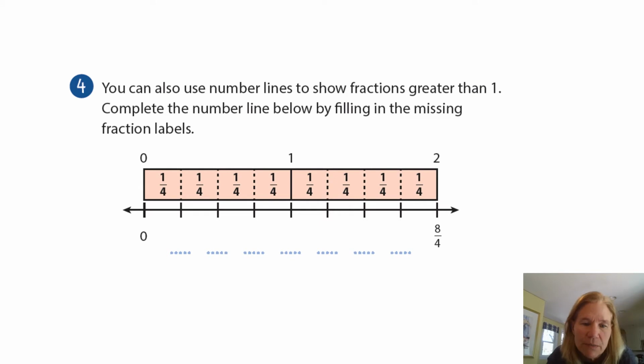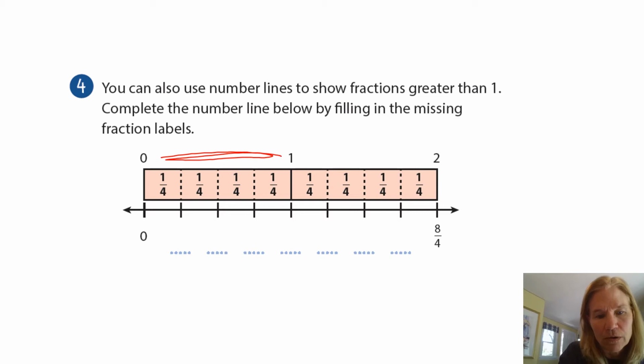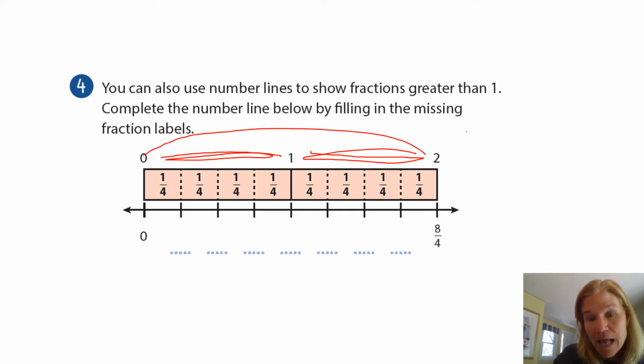You can also use number lines to show fractions greater than 1. So complete the number line below by filling in the missing fraction labels. First of all, let's think about this. How many wholes do we see on this number line? Giving you a second. Hopefully you're looking and you are seeing one whole going from 0 to 1, and you are seeing another whole going from 1 to 2. So if I go from 0 to my whole, I know this number line is showing 2 wholes.